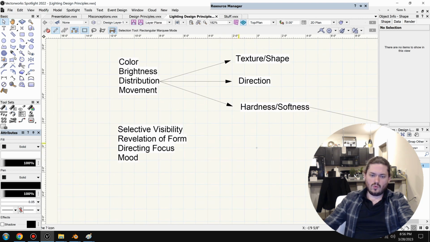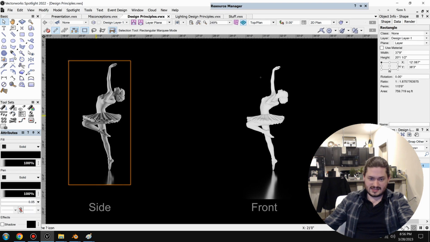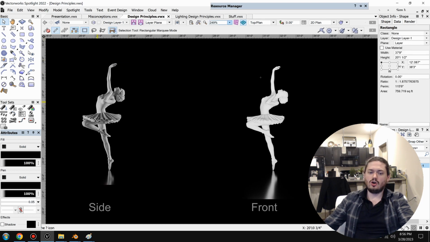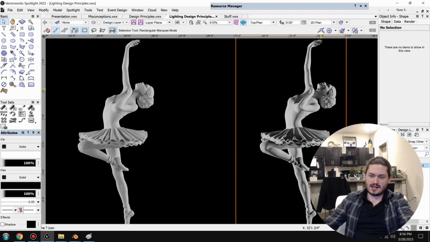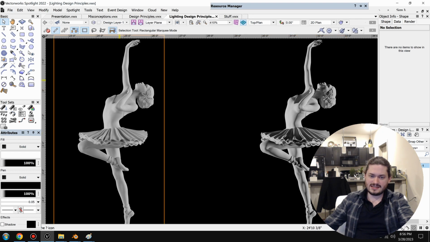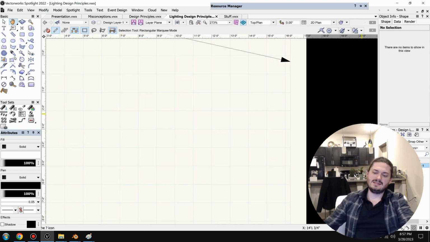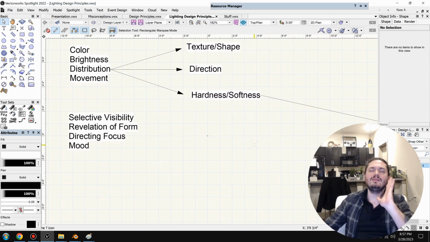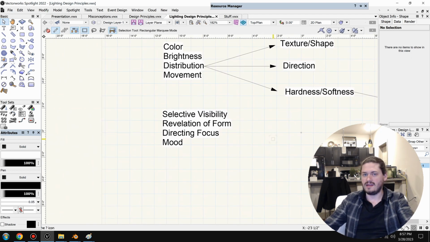And it decently ticks the checkbox of revelation of form, in the sense that it looks more like this than this. It's starting to sculpt and mold. In that hardness versus softness tug of war, it's not going to be as hard as this, and it's not going to be as soft as this. It's going to be somewhere in between, which is, you know, we're putting it in the best place that we can with the resources available. You can't really ask more than that of your designer.